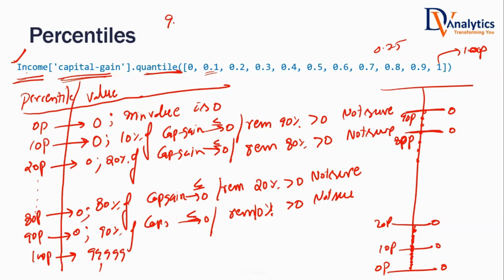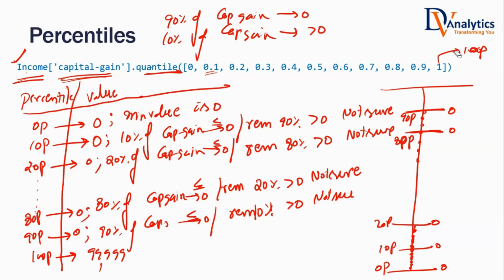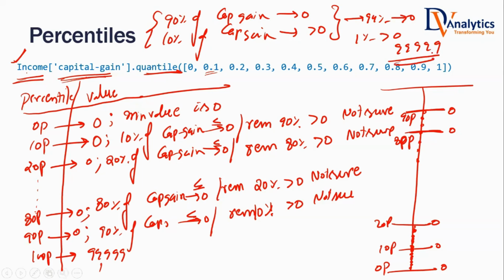So is it fair to conclude? Can I conclude 90% of capital gain is actually taking zeros, and 10% of capital gain is taking values greater than 0? Can I give a conclusion like that? Is that a fair conclusion? Yes, sir. No, sir. Is the full 10% going greater than 0, 100% guaranteed? Can you give me that guarantee? No, sir. Can it even happen that 99% are zeros, only 1% is greater than 0, but the maximum value is 99999? Can this also happen? Yes, sir.